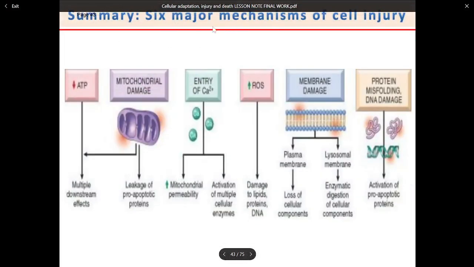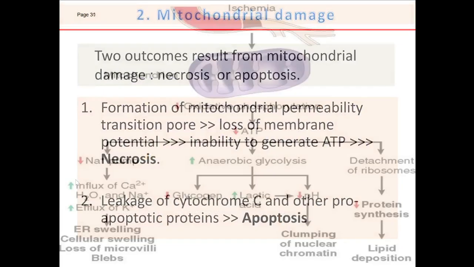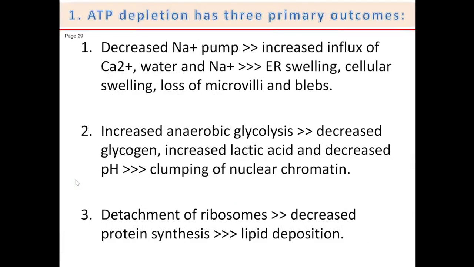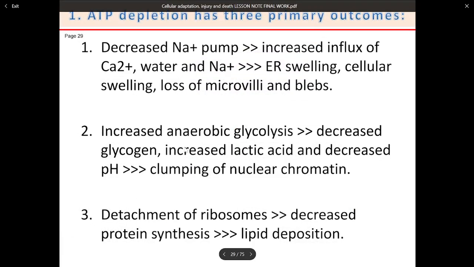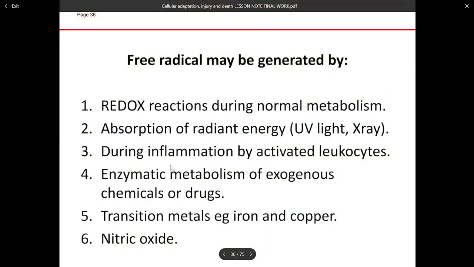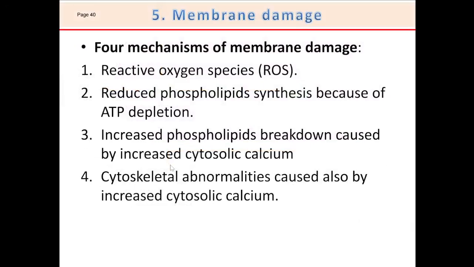So these are the six major mechanisms of cell injury: ATP depletion, mitochondrial damage, entry of calcium, that's increased cytosolic calcium, increase in reactive oxygen species, membrane damage, protein misfolding, and DNA damage. ATP depletion results in multiple downstream effects, as we stated here. So you can go back and look it up.